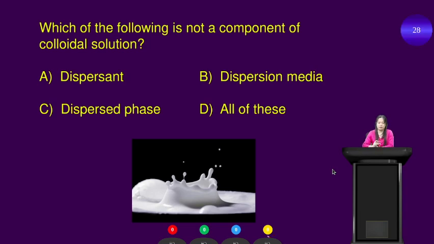Which of the following is not a component of colloidal solution? Option A is dispersion. Option B is dispersion media. Option C is dispersed phase. And option D is all of this. So which of the following is not a component of colloidal solution?